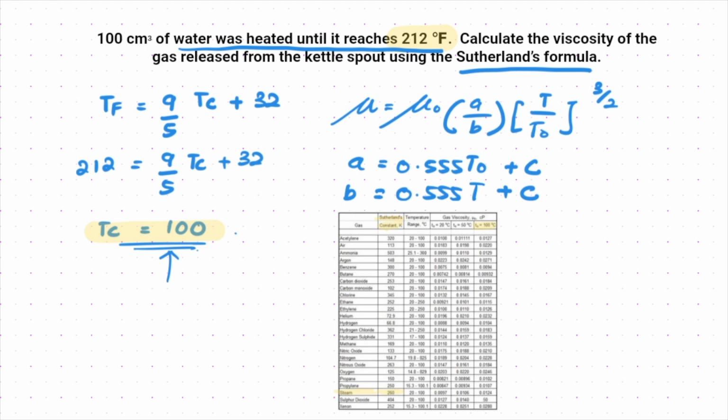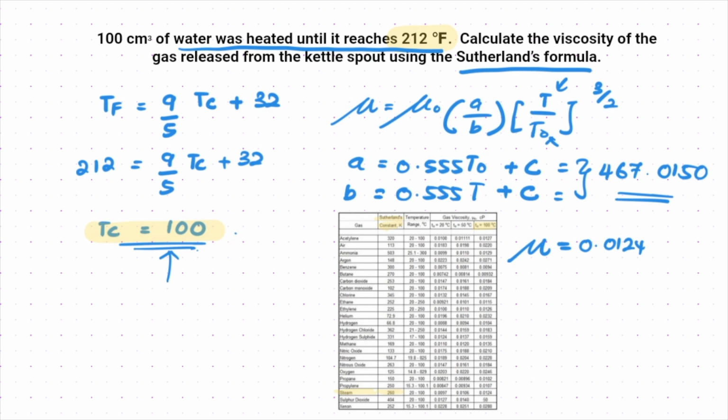Therefore, from the calculation, we can get the value of A and B, both are the same, which is equivalent to 467.0150. So this is the value of A and B. So now you already know what is the value of T and T naught. So what we need to do is we need to plug in the value inside. Therefore, from this, we will get your viscosity is equivalent to 0.0124, which is your mu naught.